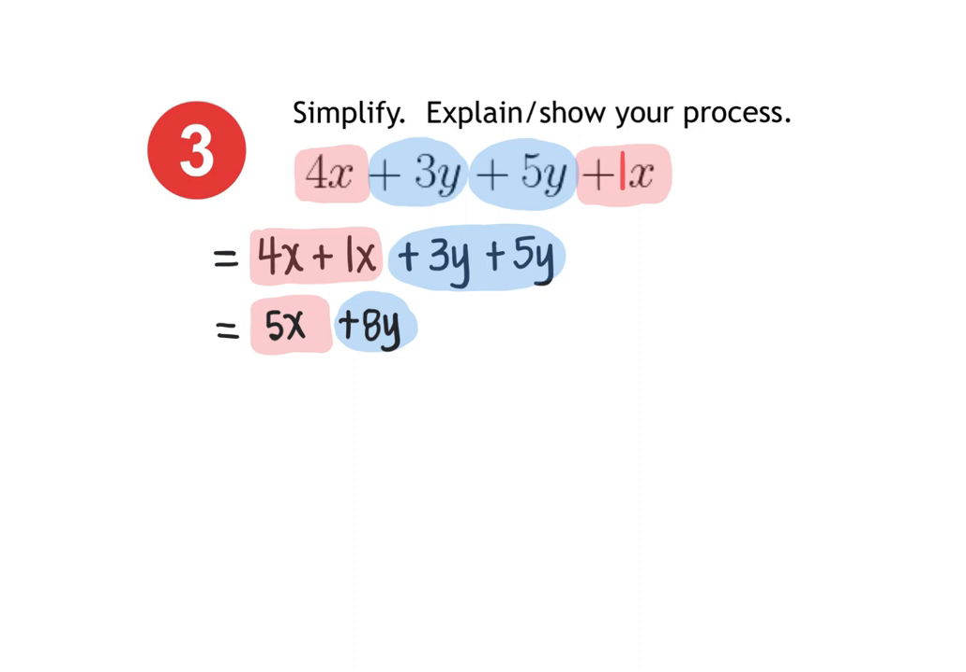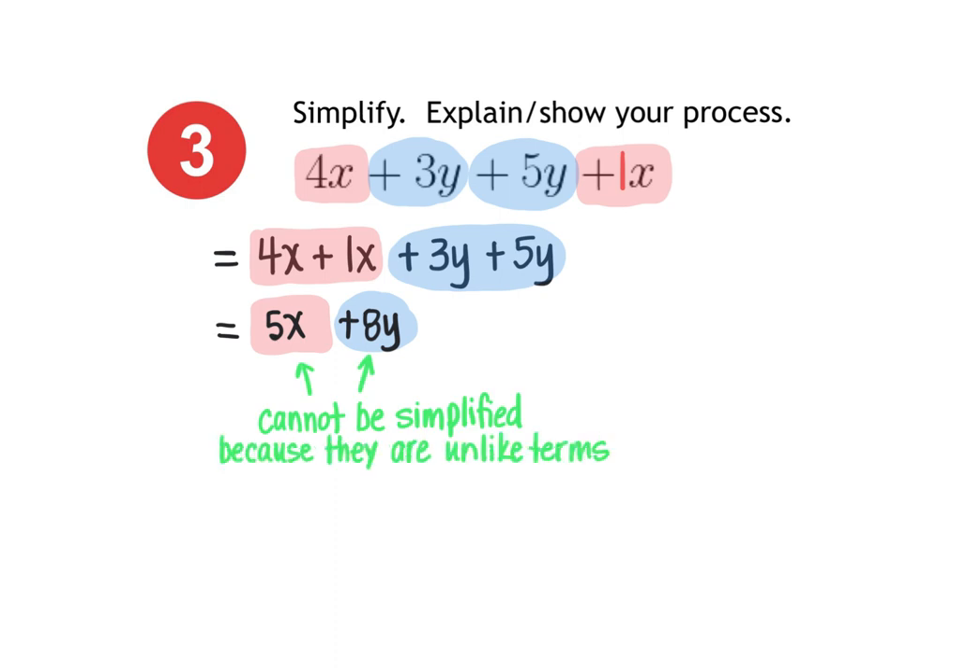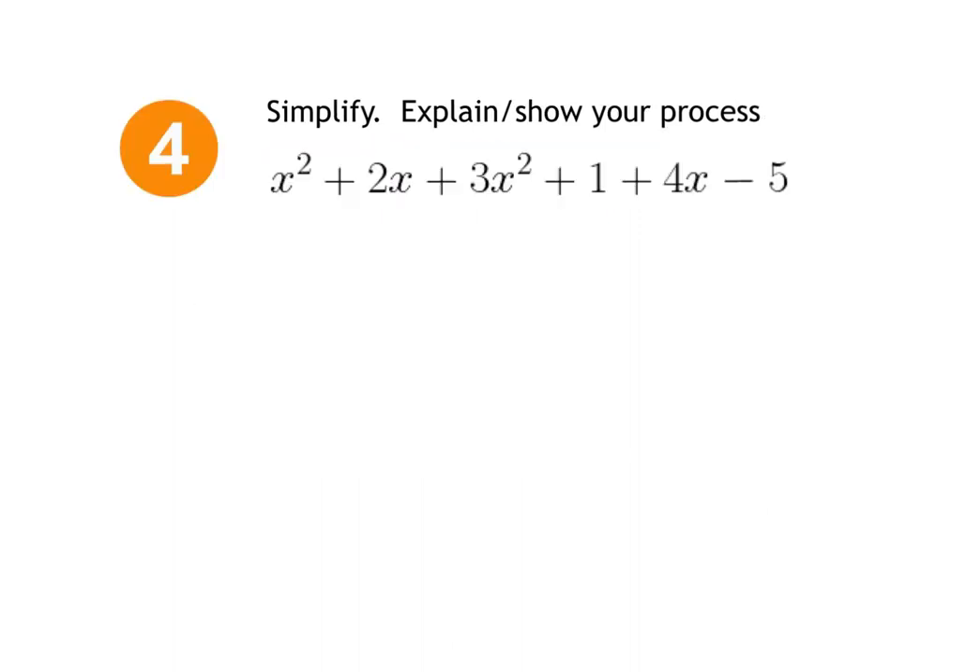As you can see, we can use color or highlighting to help us identify the like terms and verify that we've collected them together. We can't put together the terms at the end of the expression, though, because we can't combine the x's and the y terms because they are unlike terms. So this is our final answer.